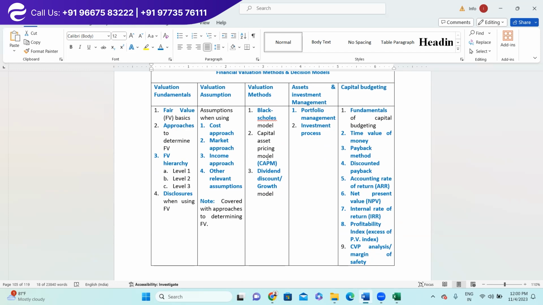This asset and investment management, or capital budgeting, we'll be covering tomorrow. Today we'll aim to complete the valuation fundamentals, valuation assumptions, and valuation methods. Already we have covered in valuation methods the capital asset pricing model and the dividend discount growth model, right? This is what is on the agenda for today and tomorrow.